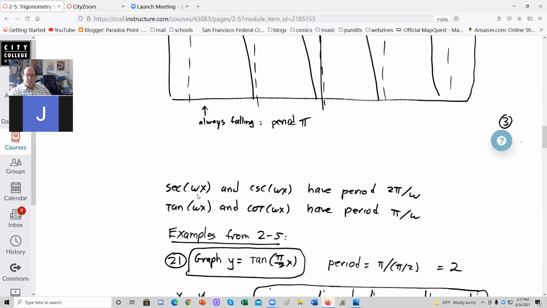Now, if you multiply x by omega, that speeds it up by a factor of omega. And secant and cosecant have period 2 pi, so secant of omega x and cosecant of omega x have period 2 pi over omega.